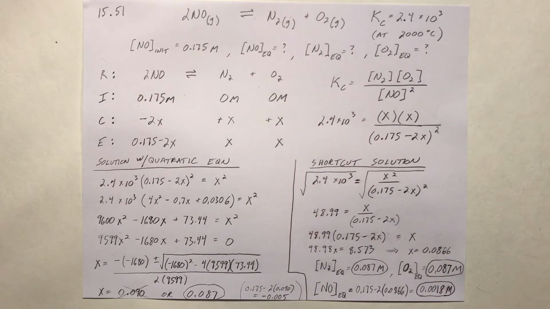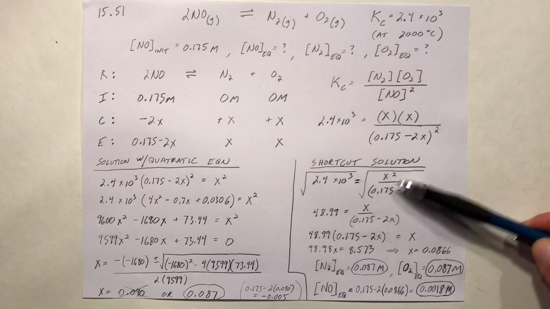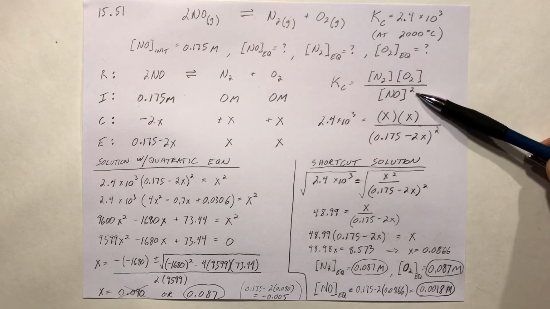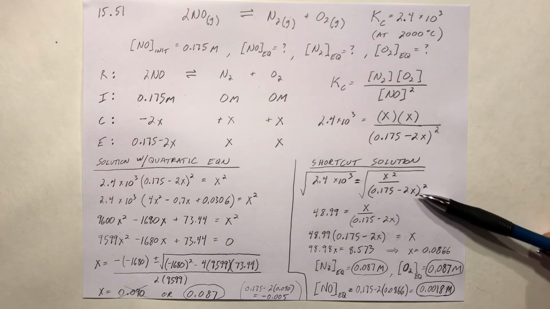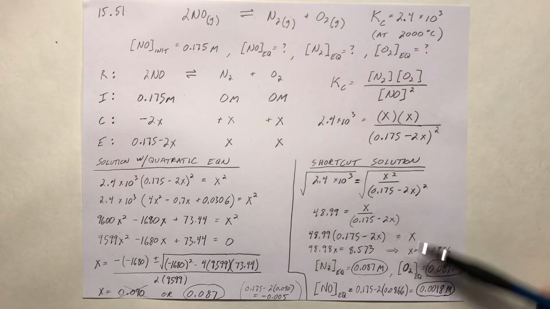Here's a shortcut solution, and you should always look to try to avoid using the quadratic equation if at all possible. This happens a fairly good amount of the time, where notice that x times x is x squared, and this value down here is already squared. So the right-hand side of the equation is a square over a square. Well, we can just take a square root of that to simplify that out.